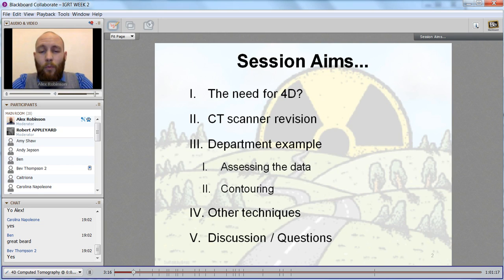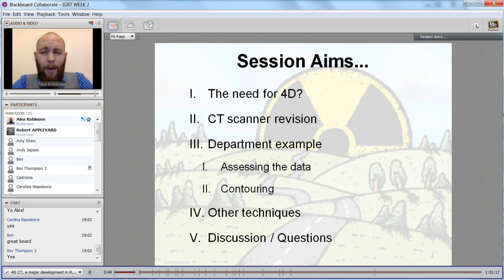To give you some idea of the way that this session is going to go, I'm going to have a look at why we need 4D. I'm going to do a very quick revision on how a CT scanner works, because I know that for some of us it'll have been a while since we looked at X-ray tubes and things like that. I'm then going to go on to some department examples. I've got lots of experience from the department in which I was, so I'm going to share that with you and look at the ways that we can use 4D in radiotherapy pre-treatment.